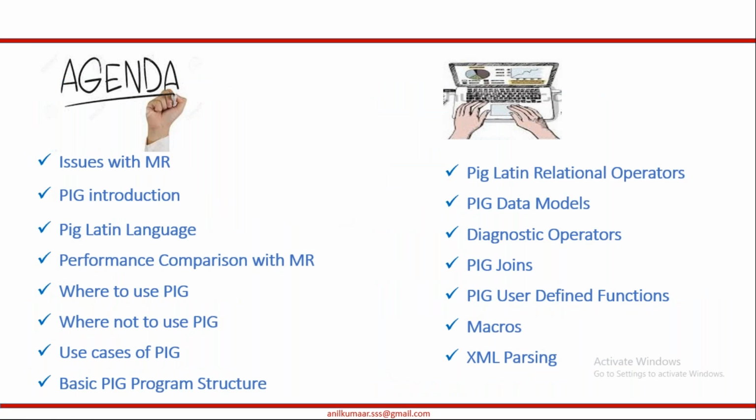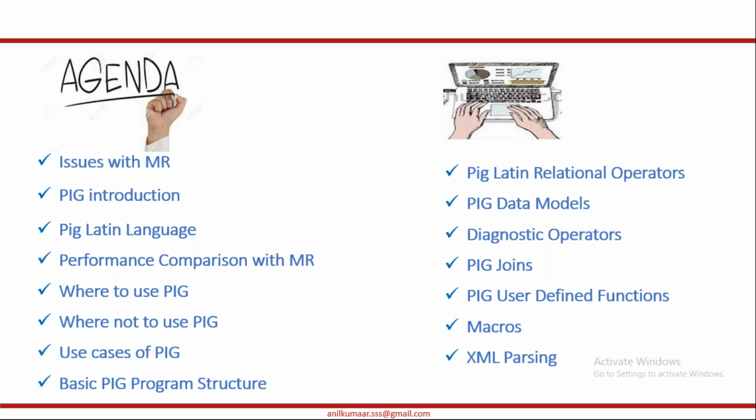Now this is our agenda. First of all, we'll understand the issues with MapReduce programming, and we try to get some introduction to Pig also. Then we have a language called Pig Latin. It's a very simple English-type language to understand and process data sets. We'll compare the Apache Pig language with MR, nothing but Pig Latin with MR, when you're trying to do some processing: how MapReduce behaves and how Pig Latin behaves.